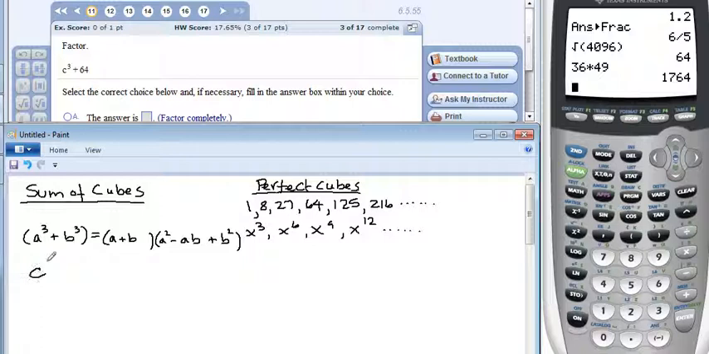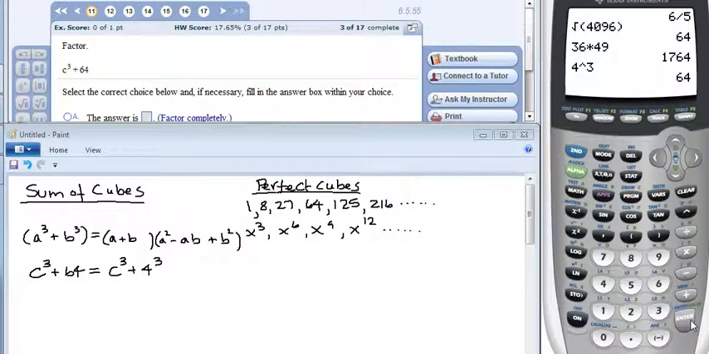We've got c cubed plus 64. The first thing that I want you to do is verify that it's a sum of cubes, that it does qualify. We have 2 terms, I have a plus between them, this is on my list because my power is divisible by 3, and 64 is on my list. It's a perfect cube, 4 times 4 times 4. So rewrite them in this form: 4 cubed is 64. Let's check that. 4 raised to the 3rd power is 64.